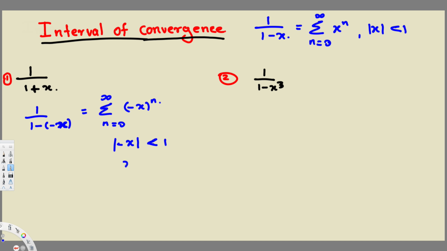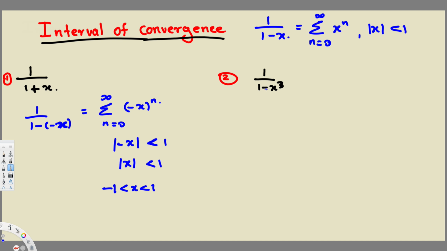The absolute value of minus x is the same as the absolute value of x, because when we take the absolute value of minus x, the minus cancels and we only have x. So this is going to be less than 1, and from this we can say the interval of convergence is negative 1 to 1, right? So this is the interval of convergence. And let's see how we can do this question right here.